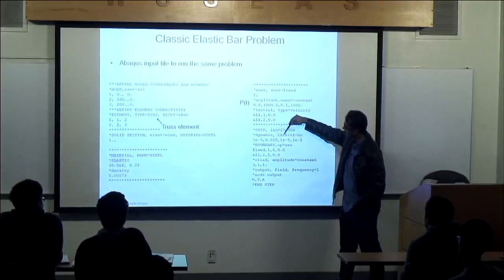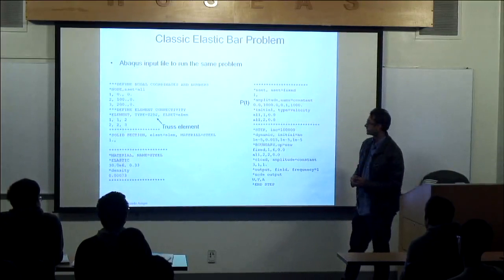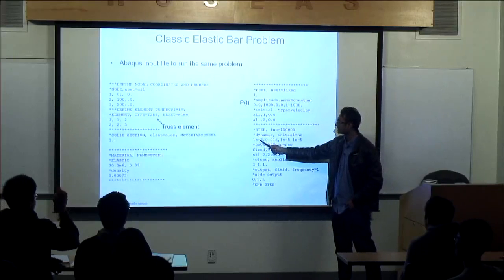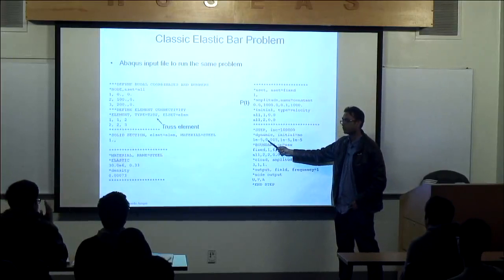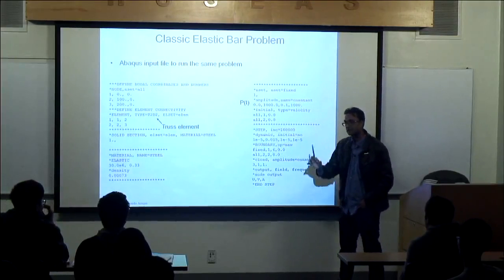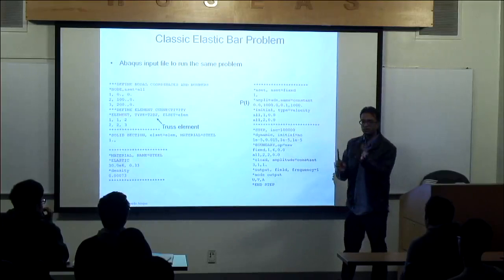Step, dynamic, initial equals no, so it's basically taking no accelerations. I start with a time increment of 1e minus 5, and I'm going to go for 0.015 seconds. And I'm just letting it stay at 1e minus 5. I don't want it to change, because otherwise, I want to compare apples to apples.